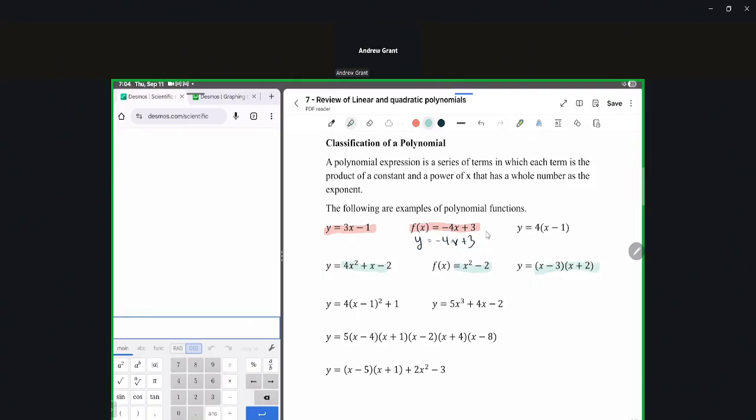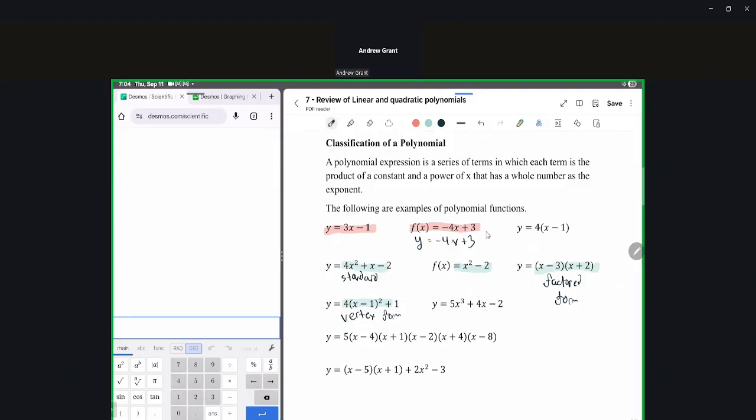Ideally, with what later lessons we're going to be looking at, we should be able to transform a quadratic into the form y equals x minus 3 times x plus 2. Previously, in previous courses, you also studied y is equal to 4 times x minus 1 squared plus 1. This form is what is known as vertex form, because you get the vertex from here. This y equals x minus 3 times x plus 2 is what we call factored form, and we're going to be spending more time on that. And for this first one, y equals 4x squared plus x minus 2, this is what we call standard form.